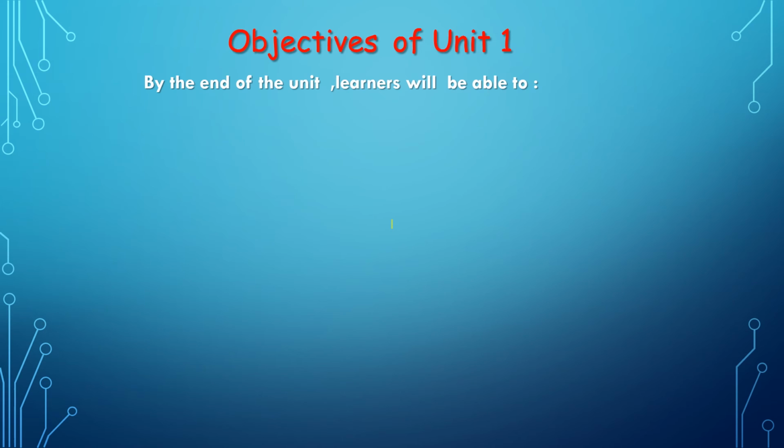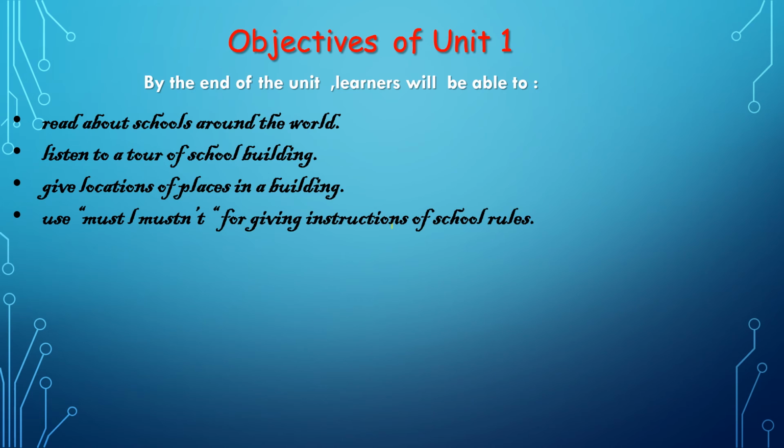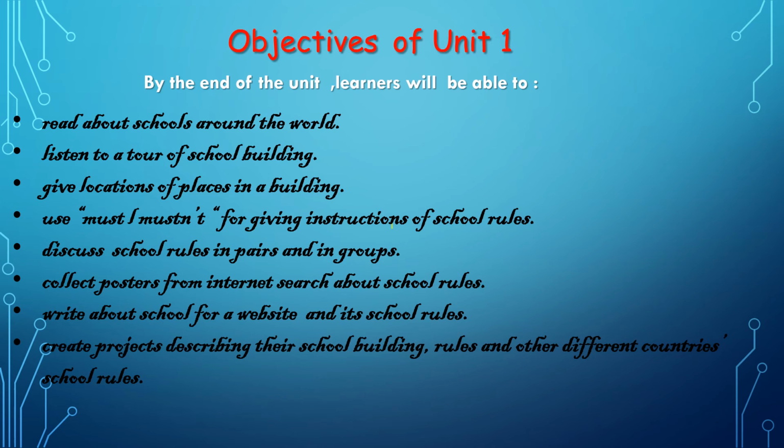Objectives of Unit 1. By the end of the unit, learners will be able to read about schools around the world, listen to a tour of a school building, give locations of places in a building, use must and mustn't for giving instructions of school rules, discuss school rules in pairs and in groups, collect posters from internet search about school rules, write about school for a website and its school rules, create projects describing their school building rules and other different countries' school rules.